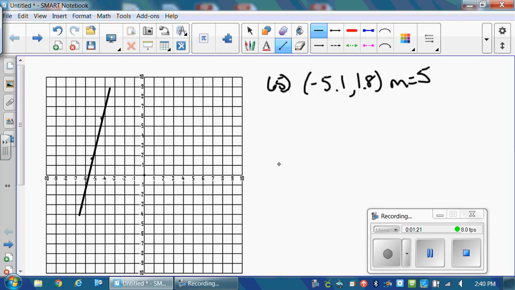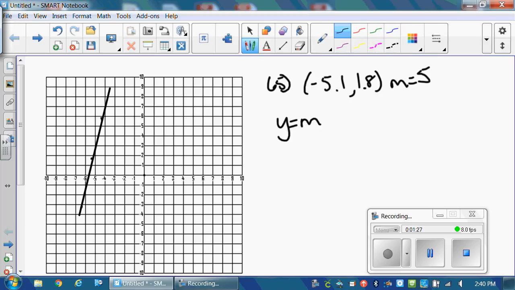And they want the slope-intercept form. So we're going to use y equals mx plus b. I need to know two things: what is m and what is b. Drawing this, I know b is going to be somewhere up here above 10, but I'm not exactly sure where. So I'm going to use this point for my x and y, and plug in to find b. So I write 1.8 equals 5 times -5.1 plus b.